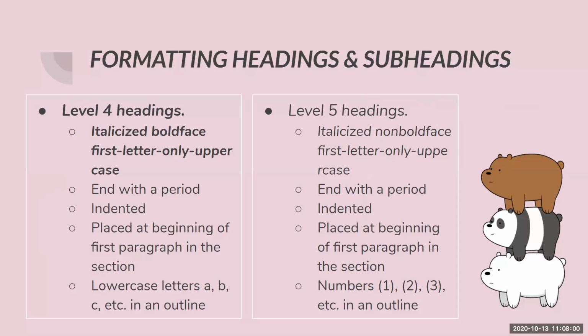Level 4 headings are italicized boldface, first letter only uppercase. They end with a period and are indented. They would be placed at the beginning of the first paragraph in the section. They would be lowercase letters A, B, C, etc. in an outline. And then lastly, level 5 headings are italicized, non-boldface, first letter only uppercase. Essentially, they're not bold and only the first letter is uppercased, and they end with a period and are indented. It would be placed at the beginning of the first paragraph in the section and it would be numbers 1, 2, and 3, but with parentheses in an outline.